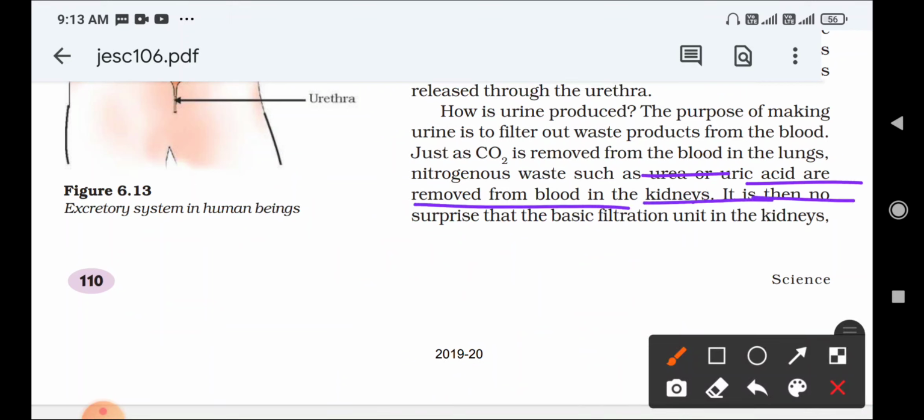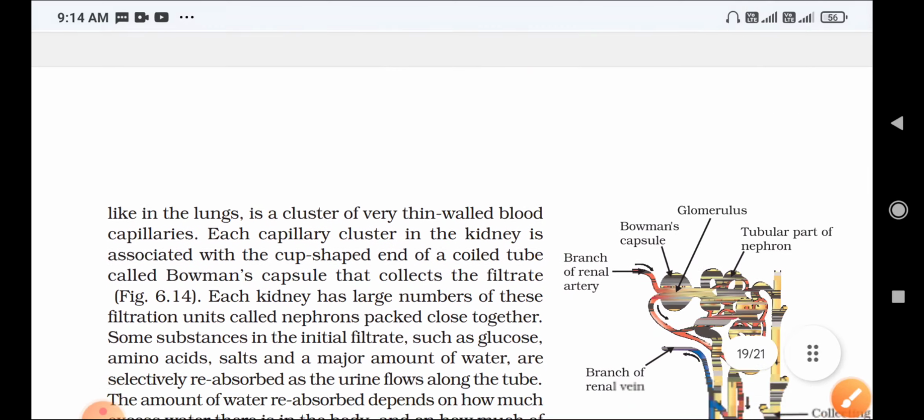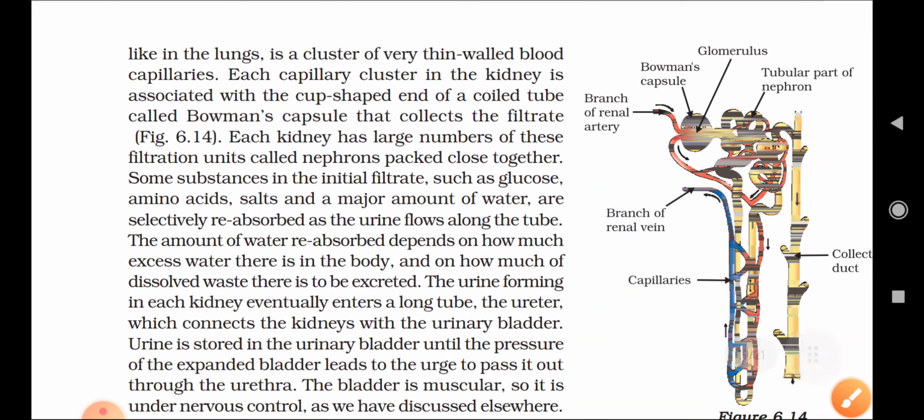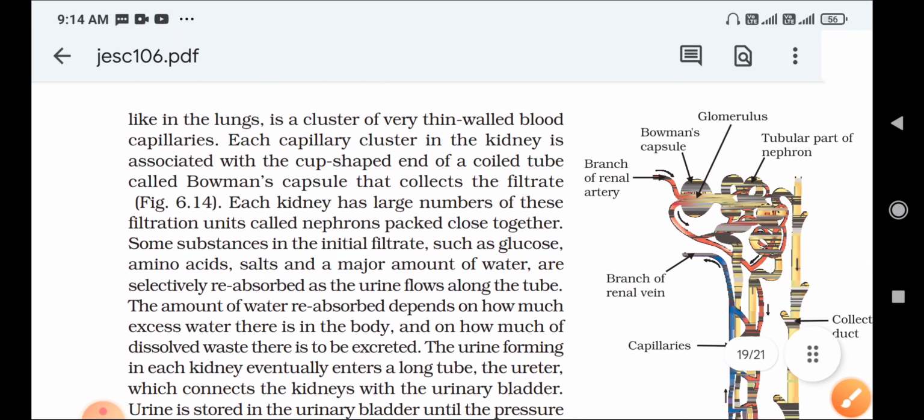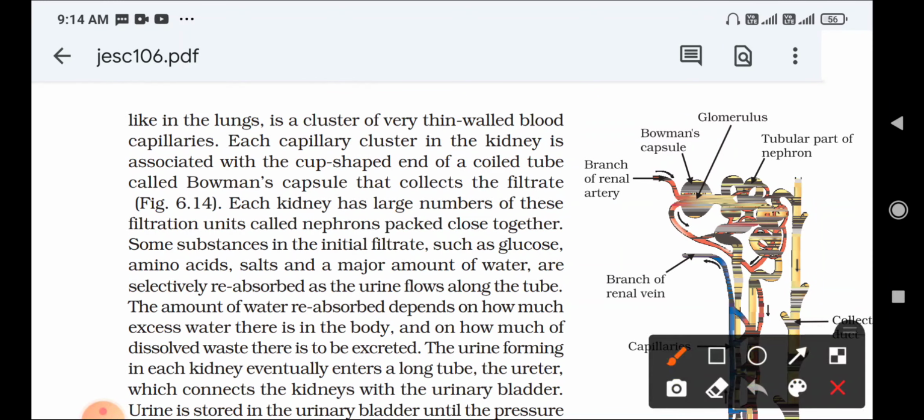It is then no surprise that the basic filtration unit is the kidney. Urine is filtered in what? The kidney. The kidney is called the basic filtration unit of the excretory system, and it filters nitrogenous waste from the blood.